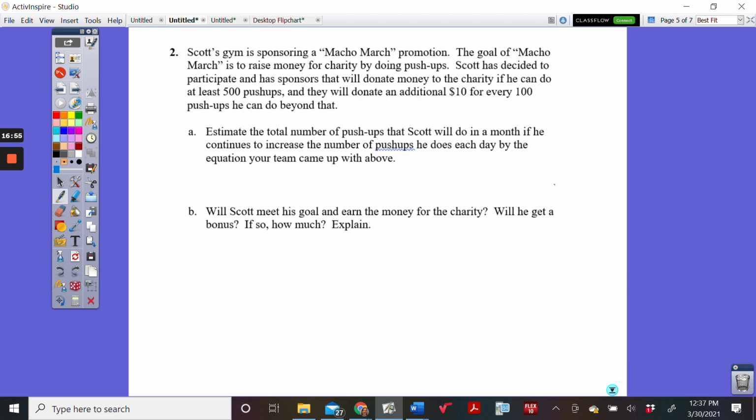Scott's Gym is sponsoring a Macho March promotion. The goal of Macho March is to raise money for charity by doing push-ups. Scott has decided he'd get to participate, and he has sponsors that will donate money to the charity if he can do at least 500 push-ups. And they will donate an additional $10 for every 100 push-ups he can do beyond that. Estimate the number of push-ups Scott will do in a month if he continues to increase at the rate we were noticing. So in other words, use the equation we just came up with.